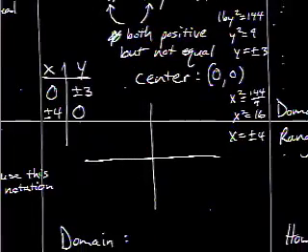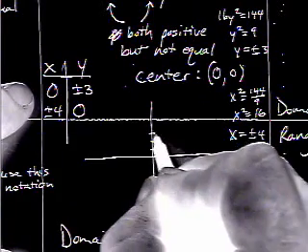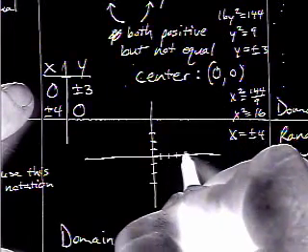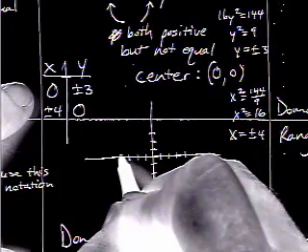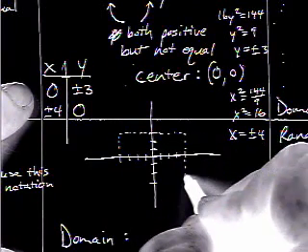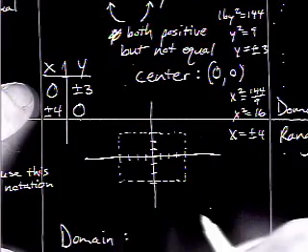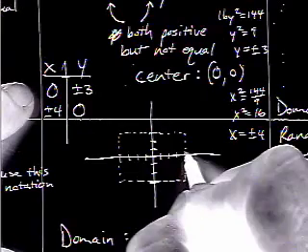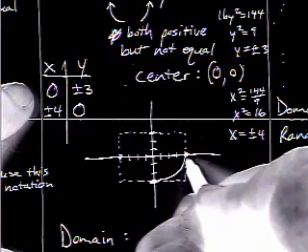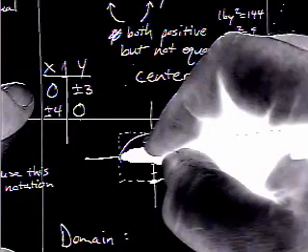So let's take a look at our graph here. So we have up 3 and down 3. And right 4, and left 4. Now, imagine kind of an imaginary box. That box contains the ellipse. And these four points represent the edges of the ellipse that touch the box.